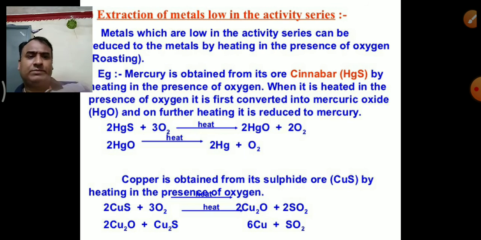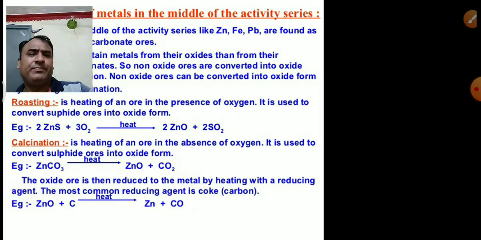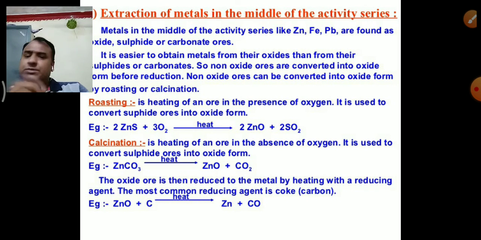Then there is another example, copper sulfide. Roasting again: copper sulfide plus oxygen, we heat the reactants, and they give us copper oxide and sulfur dioxide, then reduction, and so on. Roasting is the same whether it is zinc sulfide, mercury sulfide, or any sulfide. For all sulfides we do the roasting process.